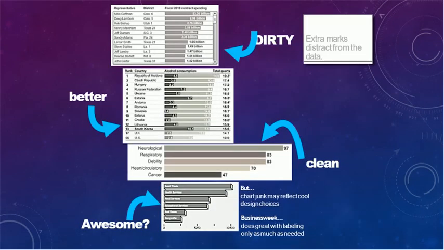Like I have an example over here. If I talk about this one, we have grid lines and we have certain amounts of things. So what you will say, this is dirty, like extra marks distract from the data. Which one is better, exactly the marks which are displayed about certain elements, or the clean one, or the awesome one? The charting may reflect cool design choices, but it does not actually work out when we are making our visualization. So what will lead you toward great labeling options or great visualization?